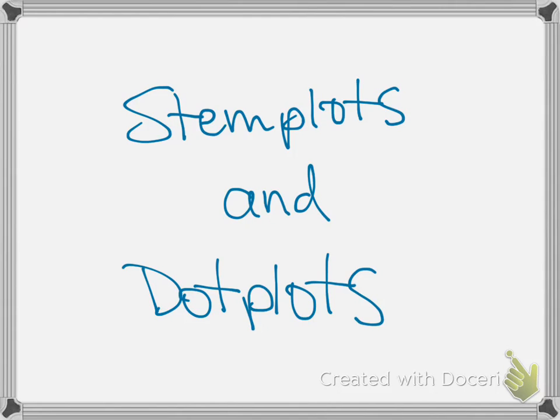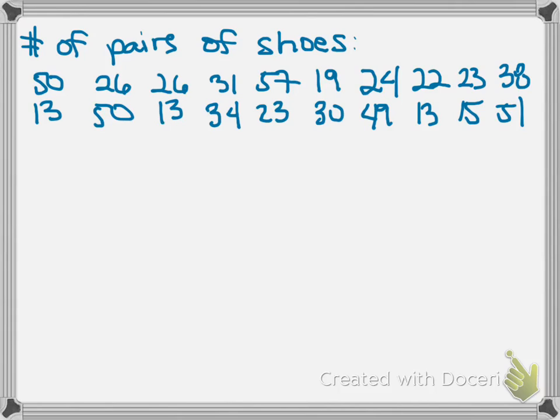Alright, so our second topic for tonight is going to be Stemplots and Dotplots. These are two types of displays that you can create to represent quantitative variables. Remember, we just learned about how to create graphs for categorical variables, so here's the beginning of talking about graphically displaying our quantitative variables. And the first type of display that we're going to talk about are Stemplots.